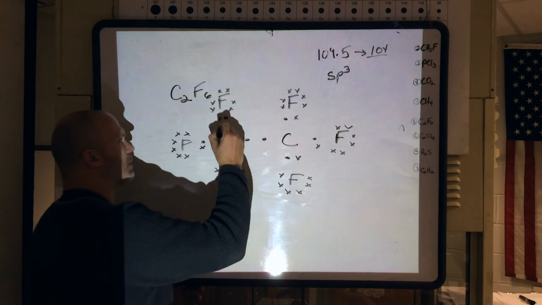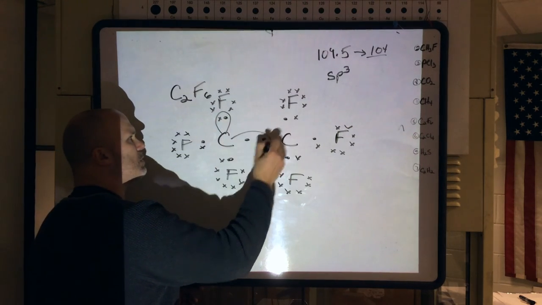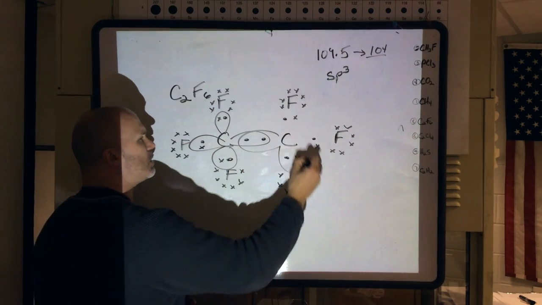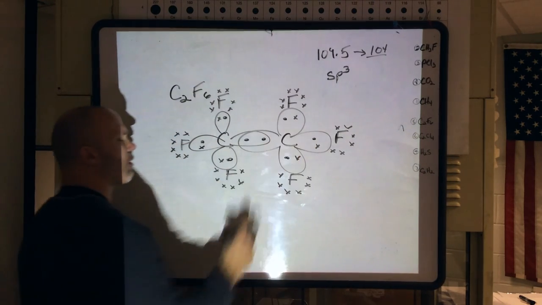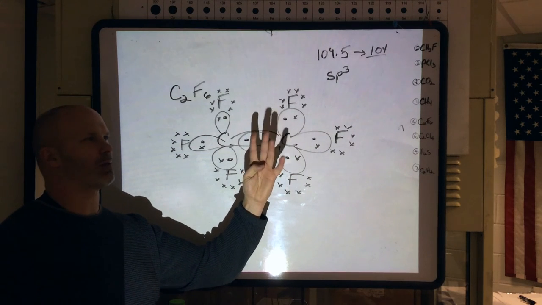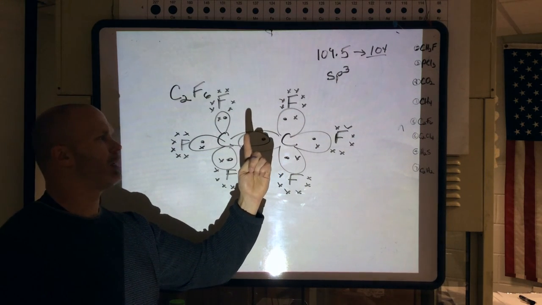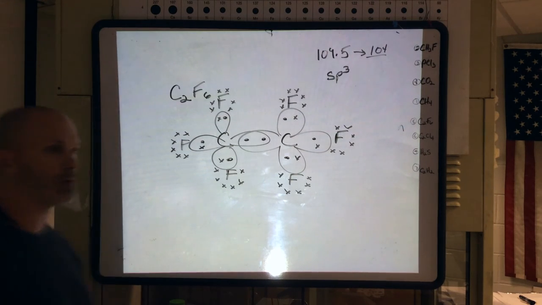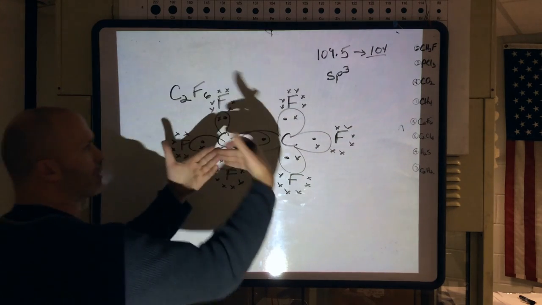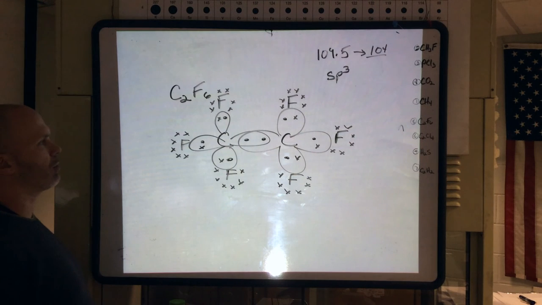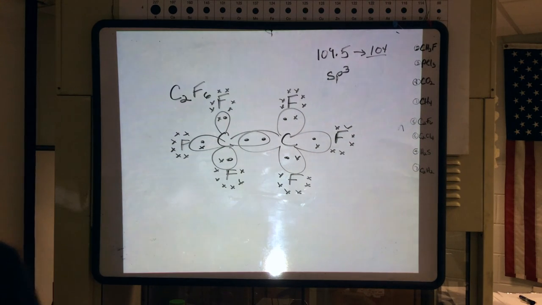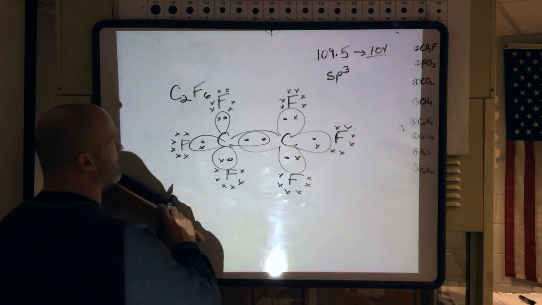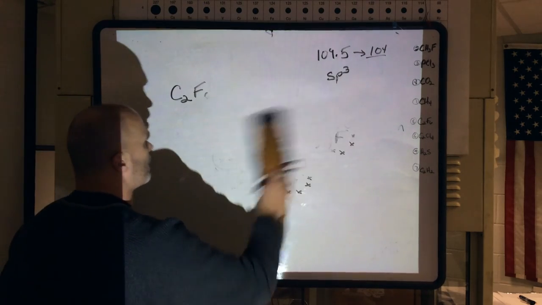My friends in chemistry, 1, 2, 3, 4. 4 pairs of electrons around the central atom means an S and 3 P's came together. This is SP3 also. So this is like 2 tetrahedrals kind of attached to each other. Now to draw this is a little bit challenging, okay? I'll give you the skeleton, and you get the idea from there.